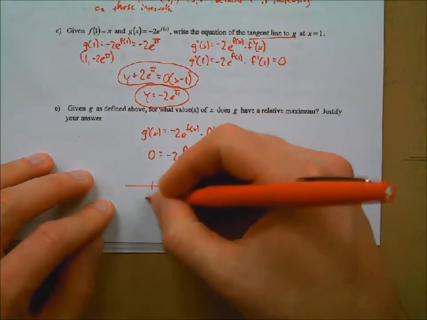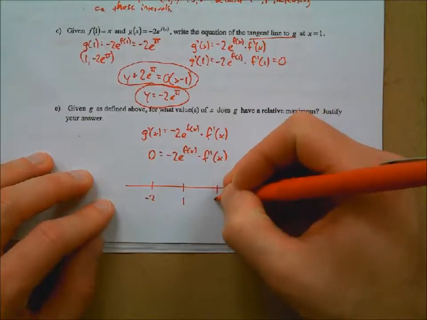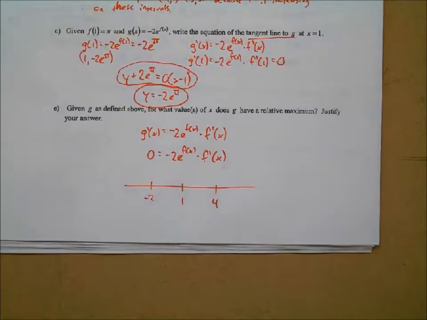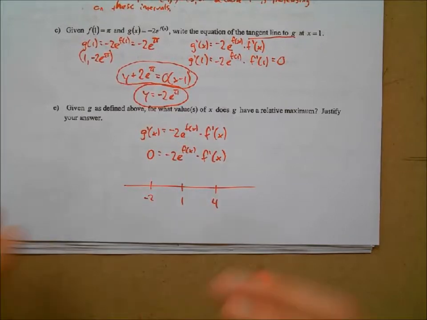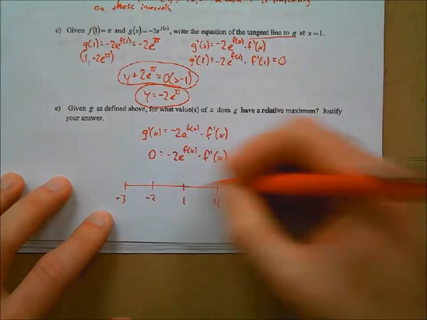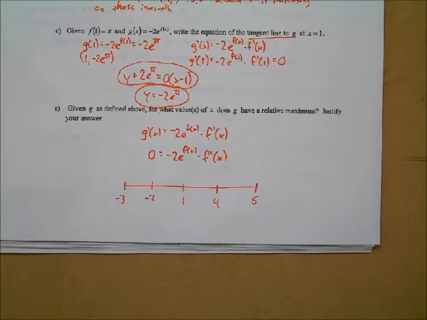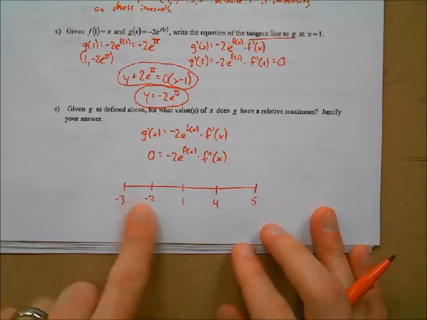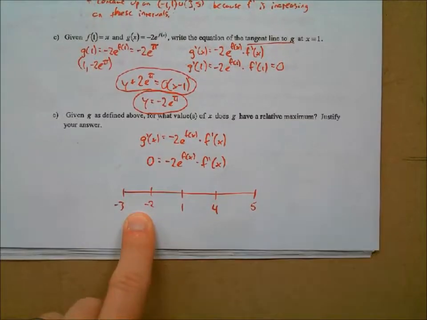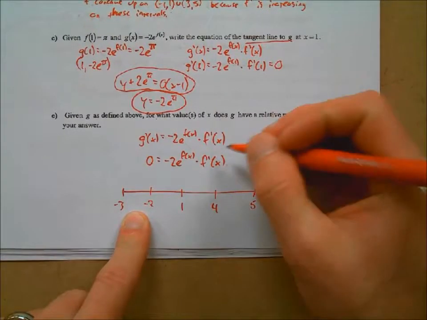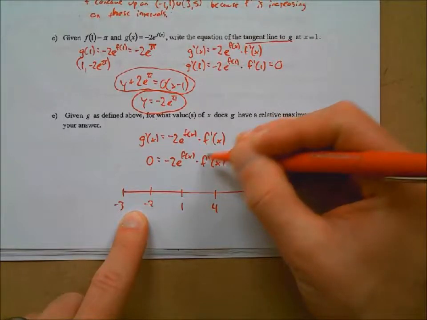And so we have those critical points, -2, 1, and 4. And so we have to pick numbers inside those intervals here. And I should really have -3 and 5 as my endpoints there, since f doesn't exist beyond -3 and 5. Okay. So let's pick a number between -3 and -2. Let's say -2.5. What is f prime at -2.5? Positive or negative?